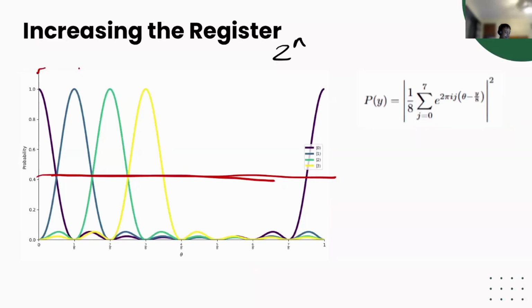This probability that we will measure a certain state will always be greater than about 40% for the closest estimate of theta. So if theta is close to 0, then at worst, we'll get a measurement of 0 with about 40% probability. And likewise for state 1.